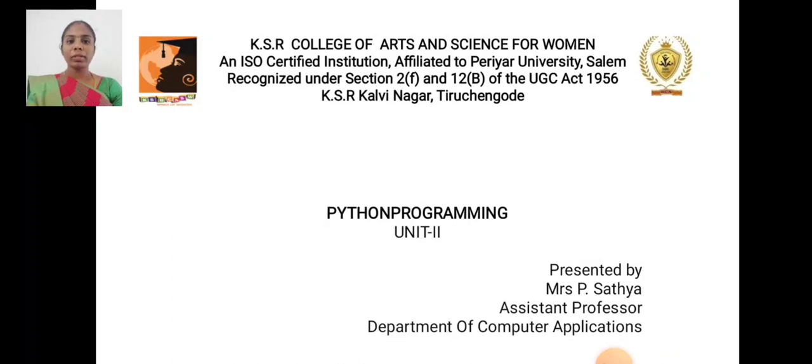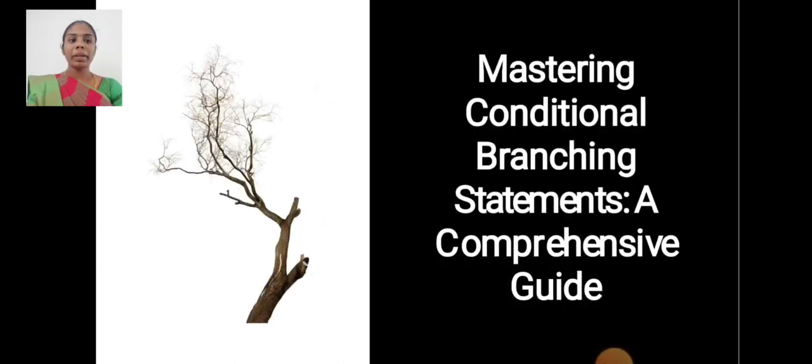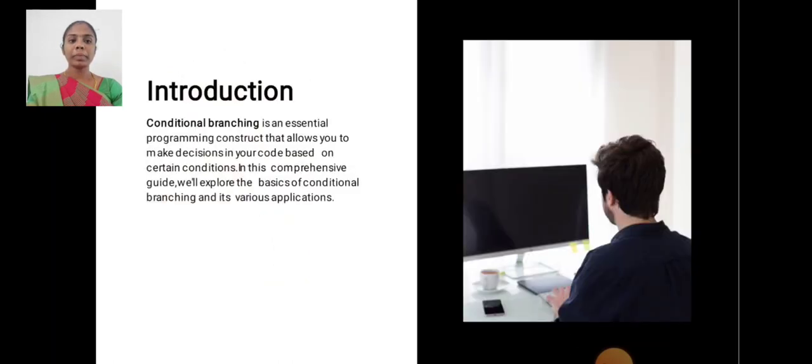Now we are going to discuss the Python programming topic, conditional branching statements. Introduction. Conditional branching is an essential programming construct that allows you to make decisions in your code based on certain conditions. In this comprehensive guide, we will explore the basics of conditional branching and its various applications.